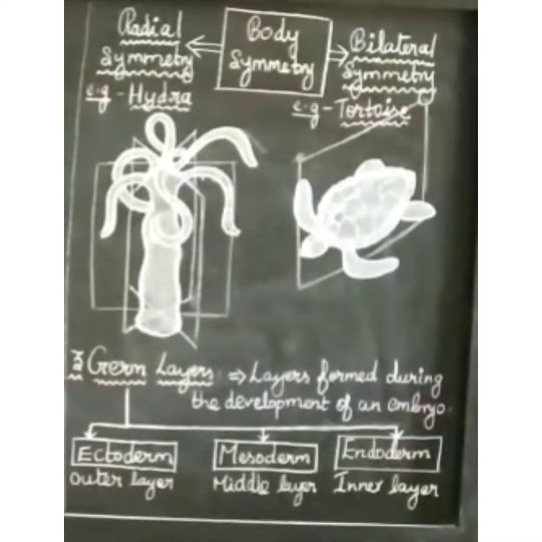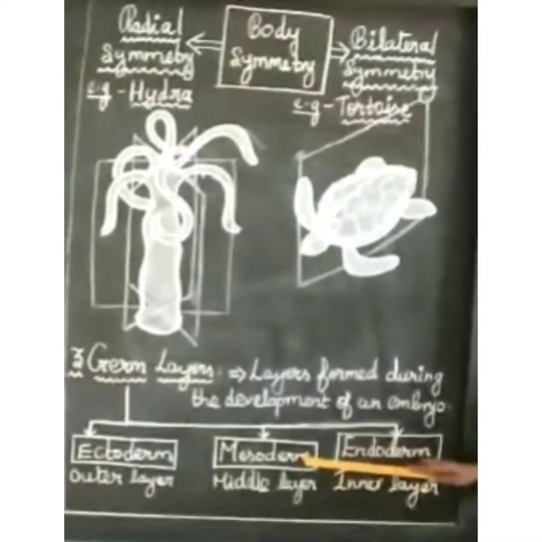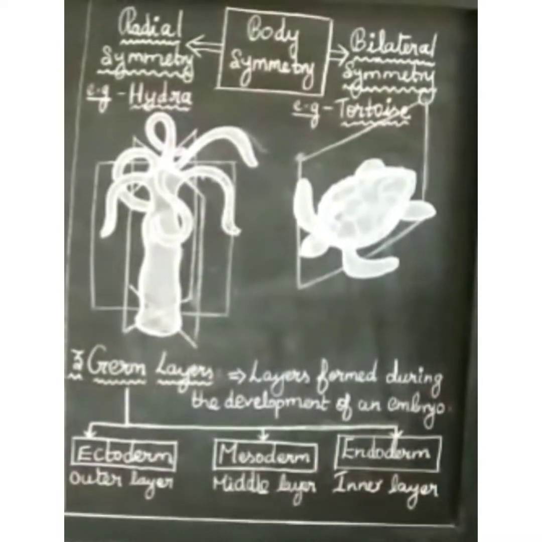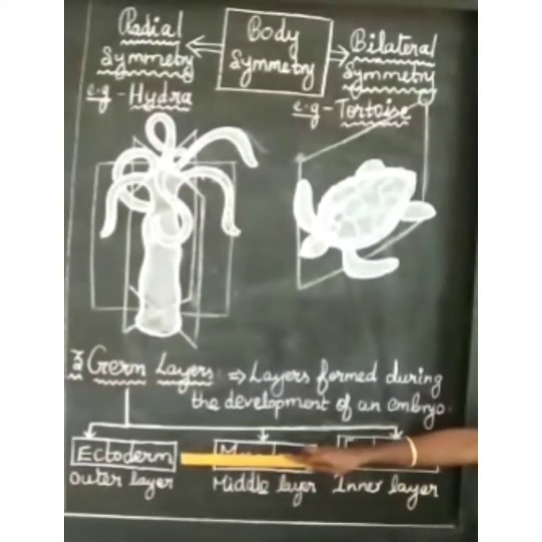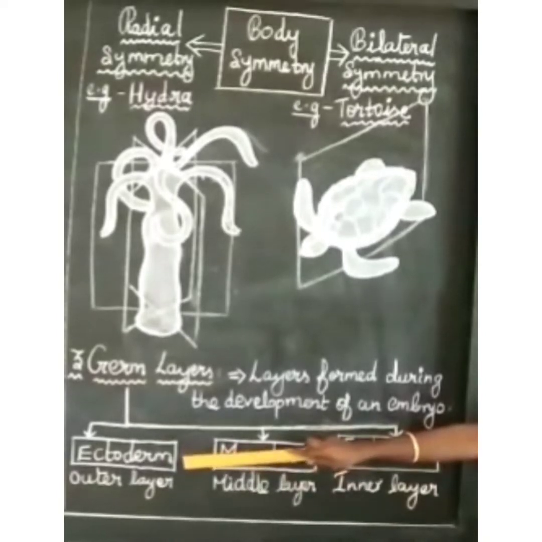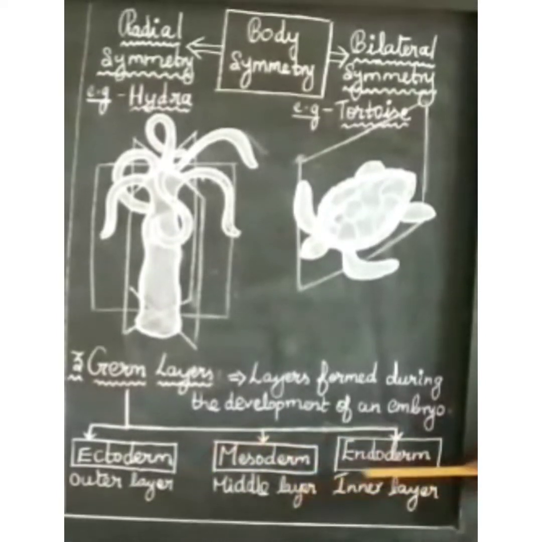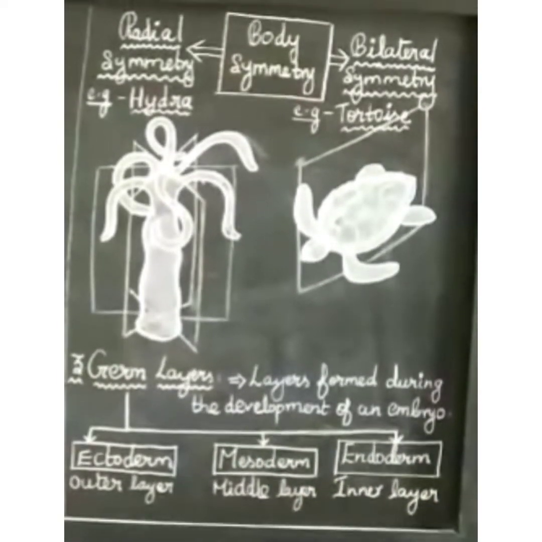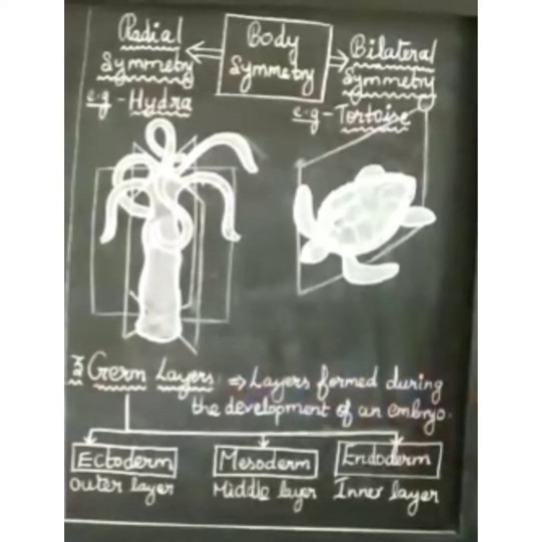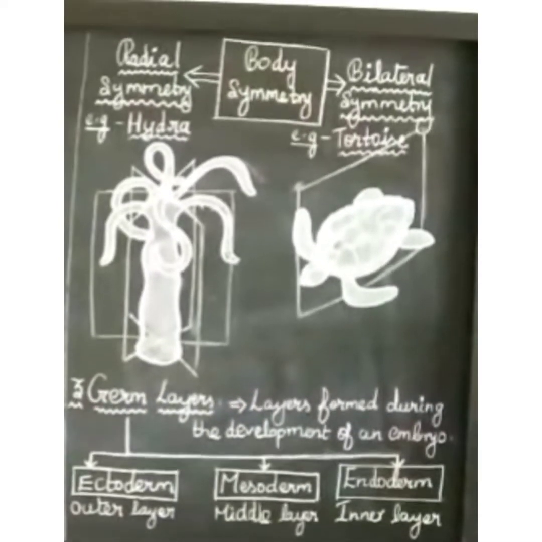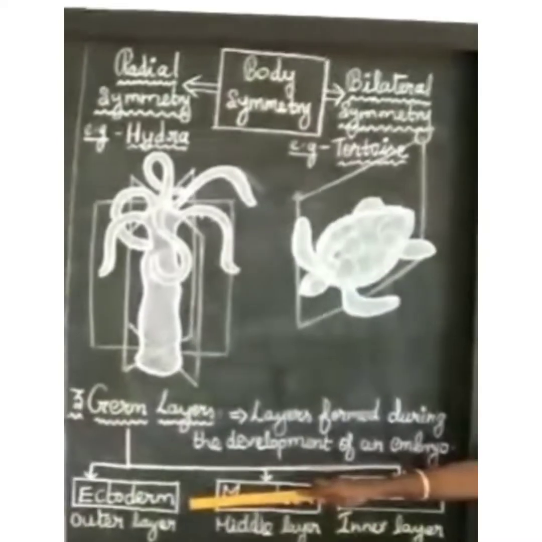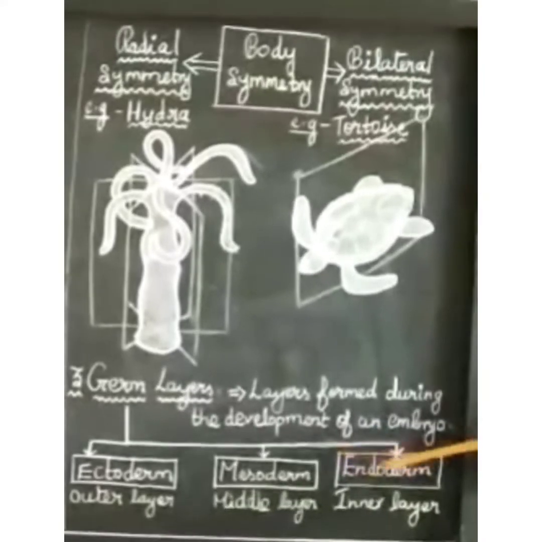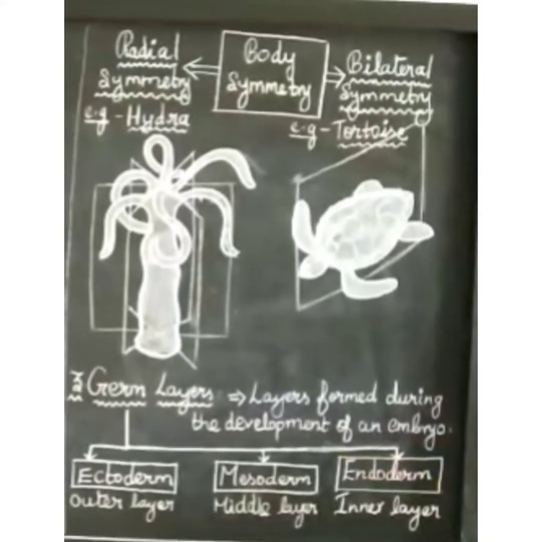What are the three coats? That is the ectoderm, mesoderm, and endoderm. An embryo has three layers. The outer layer we call ectoderm, the middle layer mesoderm, the inner layer endoderm. These three layers which surround the embryo are called germ layers. These three layers are collectively called germ layers.